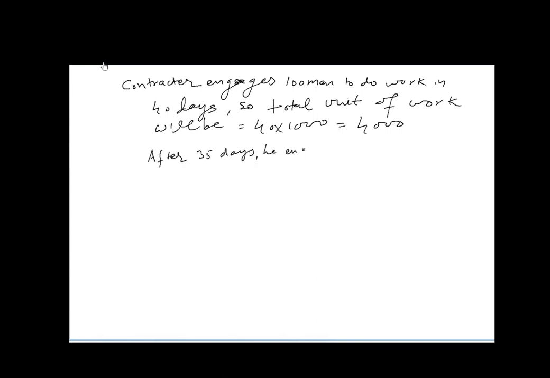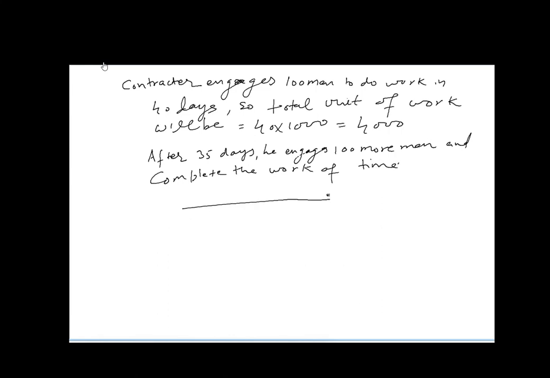After 35 days he engages 100 more men to complete the work on time. So we will find out the solution. For the first 35 days, only the 100 men are working, and for the last 5 days, 200 men are working. So in the last 5 days, how many units of work will be completed? 200 into 5, 1000 units.